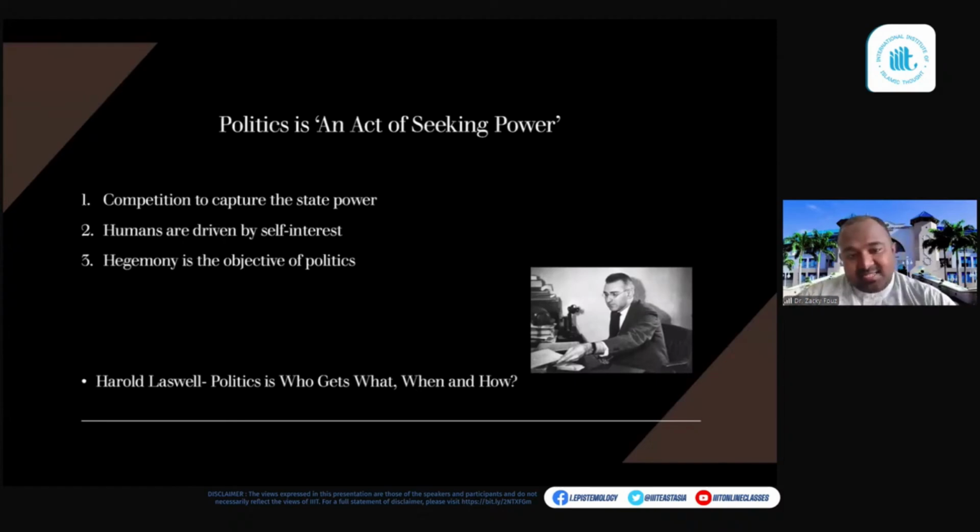And from this quote, many political scientists develop this idea of politics as just an act of seeking power. There is no welfare there. There is no public interest there.